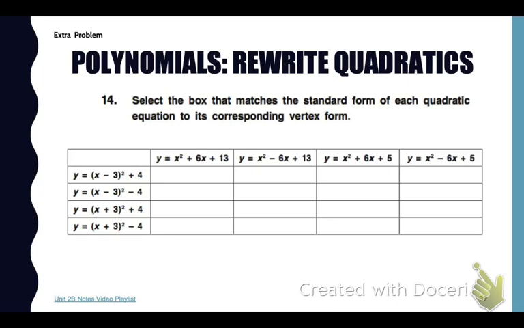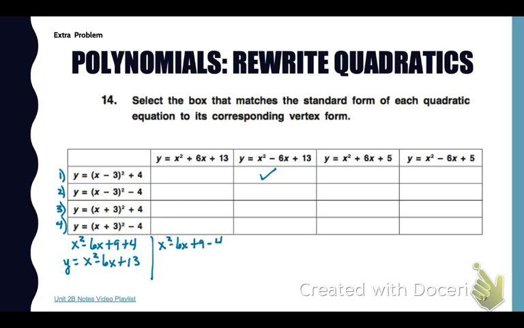All right, now go to your notes packet and look at this number 14. We need to select the box that matches the standard form of each quadratic equation to its corresponding vertex form. So I'm taking the vertex form and I'm going to multiply it out and see what the standard form is. I've numbered them. So there's number 1. When I square x minus 3, I get x squared minus 6x plus 9, and then I'm going to add the 4 on the end. So I get that, which is my second choice.